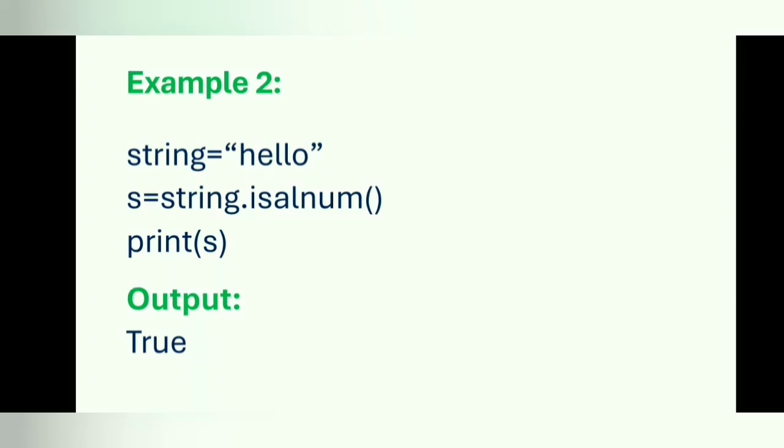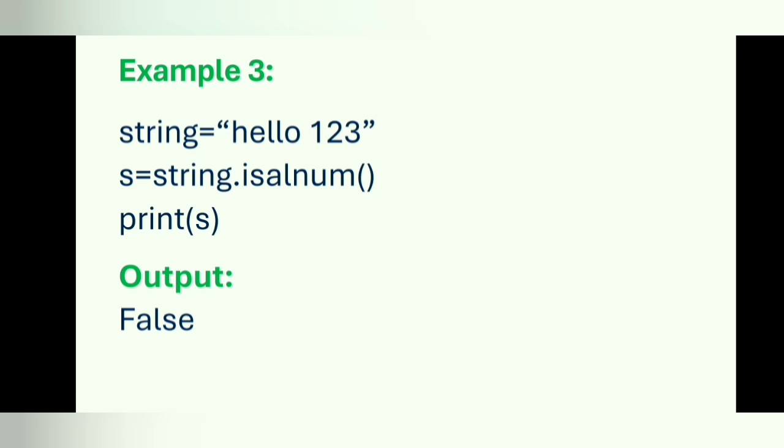Example 2. In this example, we assign the string value hello to the variable string. In the following statement, we apply the string.isalnum method to this string. Then the print statement print s prints the boolean value. Here the output is true because all the characters are alphabets. The string.isalnum method returns true if the string consists only of letters and numbers and is not blank. Otherwise, it returns false.